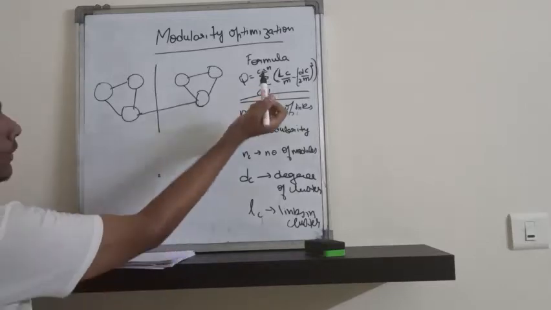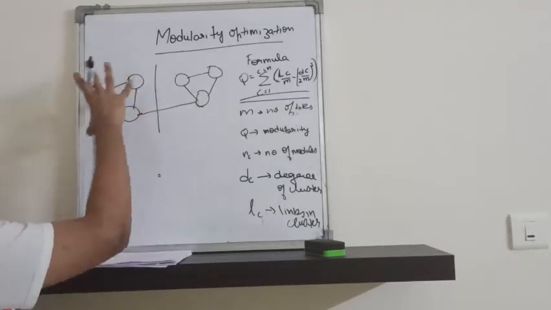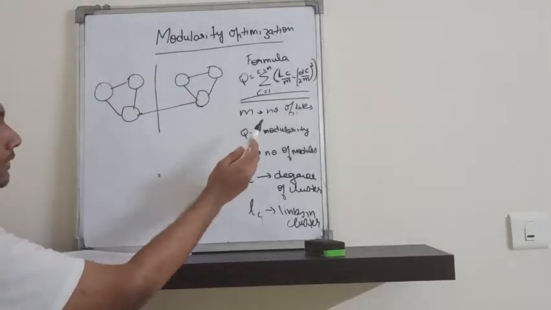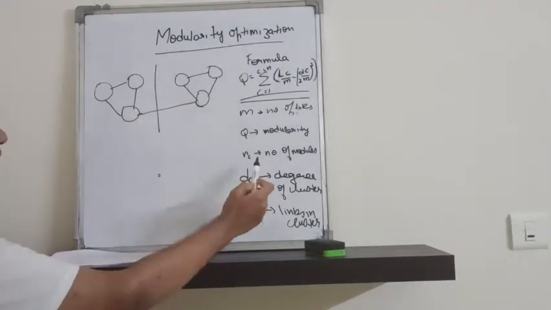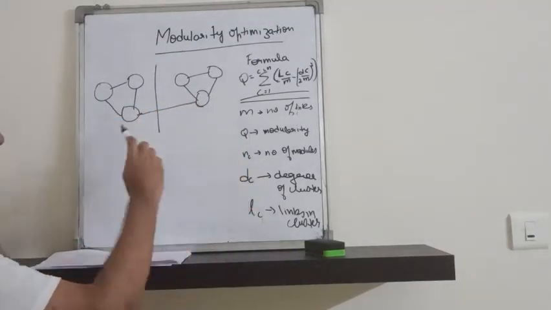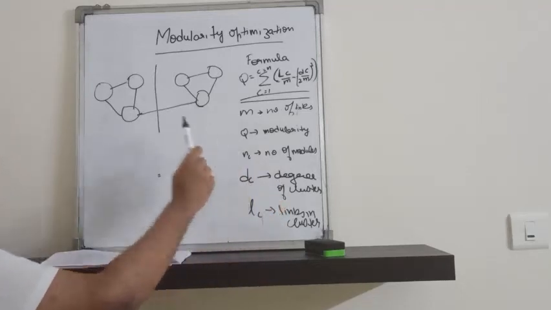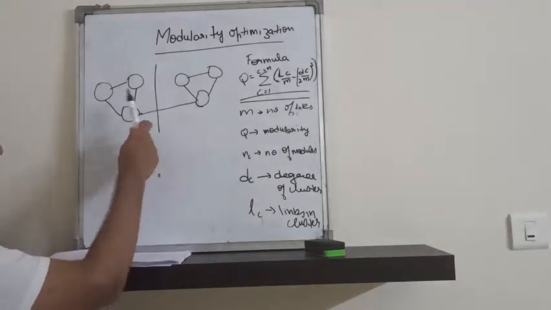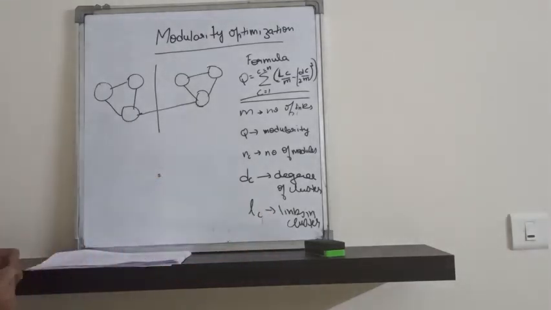Okay. So now in this formula, LC is the number of links that are there in the particular module. M is the total number of links in the graph. Q is the modularity. NC is the total number of modules that are there. DC is the degree of each cluster. LC is the number of links in each cluster. Okay. So now let us apply the formula.